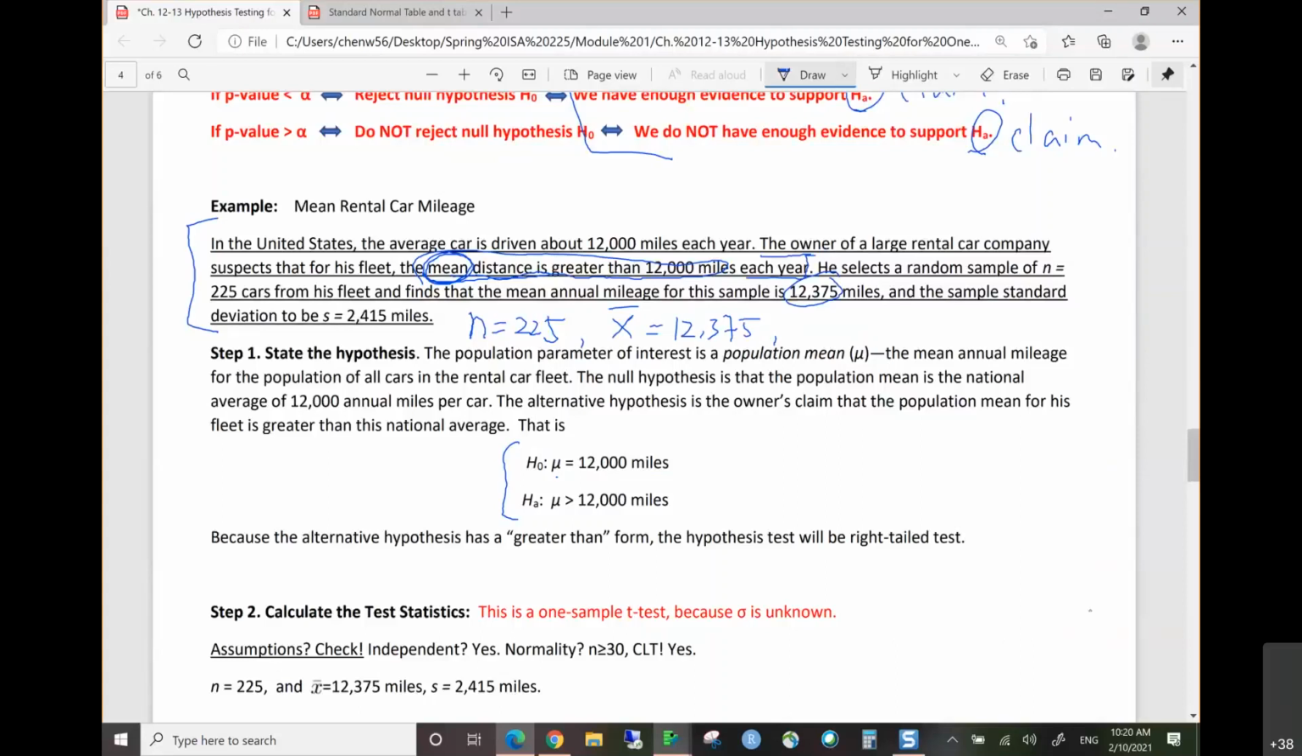Okay, so next, the sample standard deviation is s equals 2415. So that means we know the sample standard deviation, 2415. Right, so in this case, the sample standard deviation is given. What about the population standard deviation sigma? Is it known or unknown?